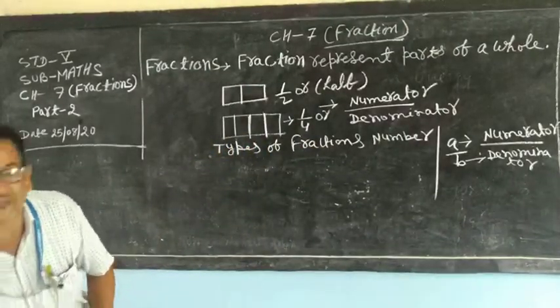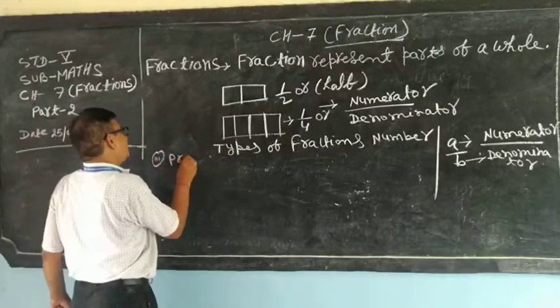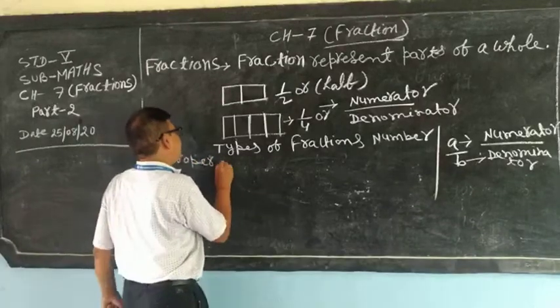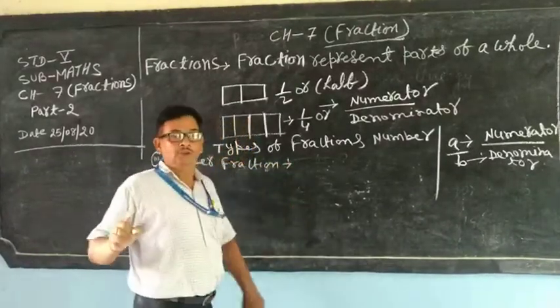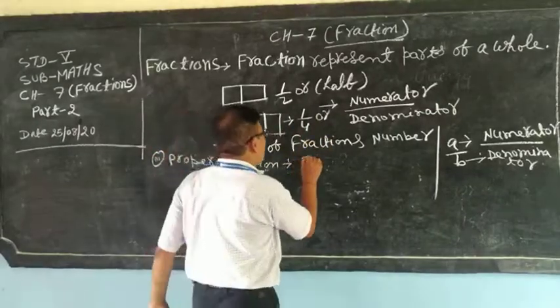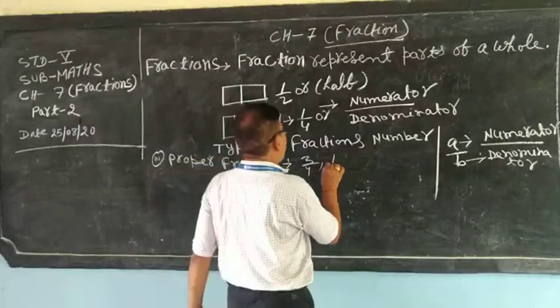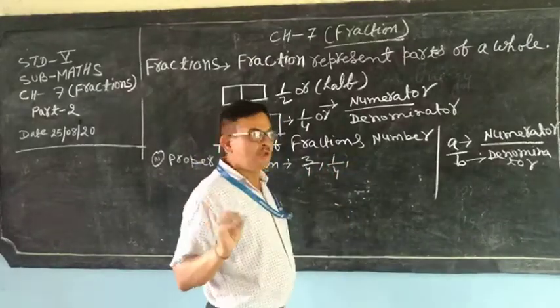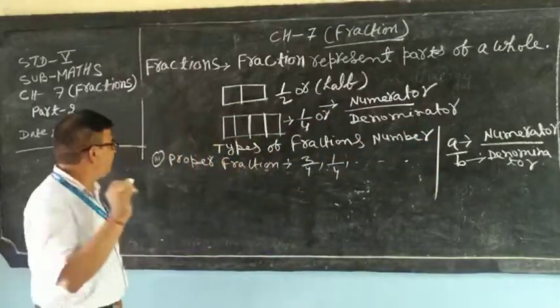Now proper fraction. In this one, the numerator is less than the denominator. Just I am writing 3 by 4, 1 by 4. So these are all called proper fractions. I have discussed this thing.